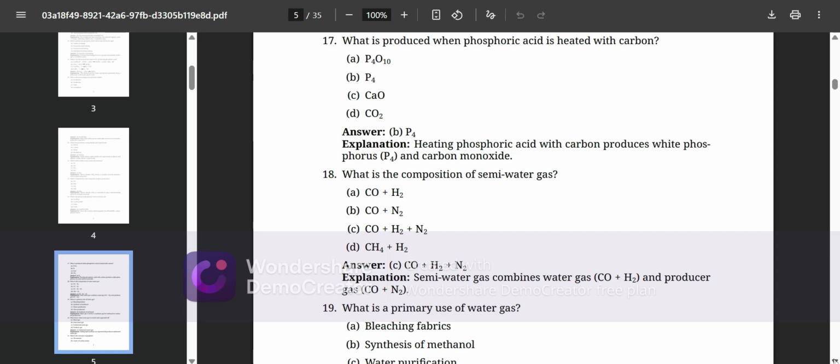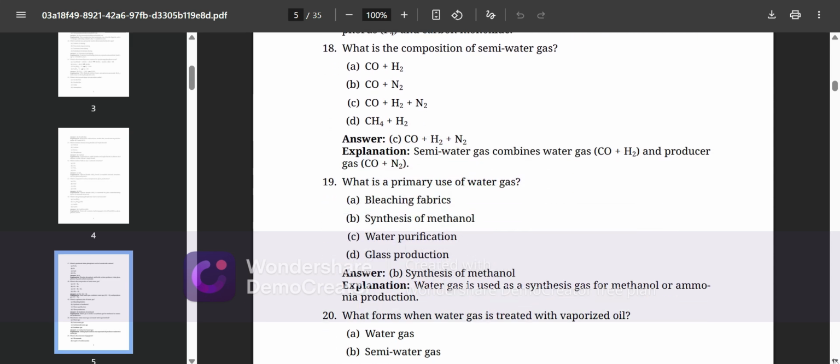What is the composition of semi-water gas? CO + H2 + N2. Semi-water gas combines water gas (CO + H2) and producer gas (CO + N2).